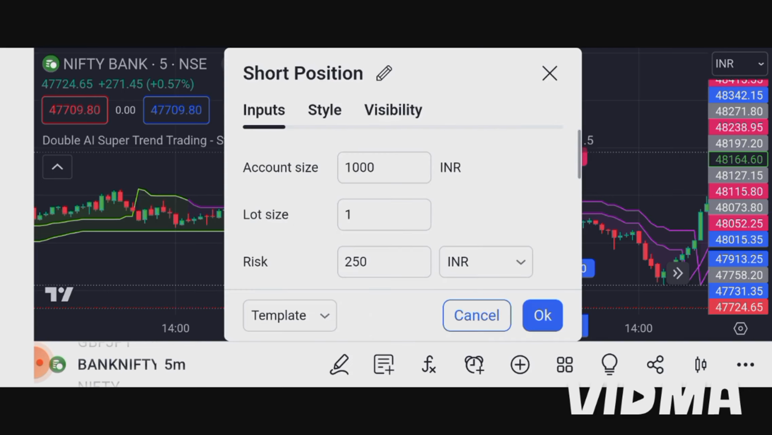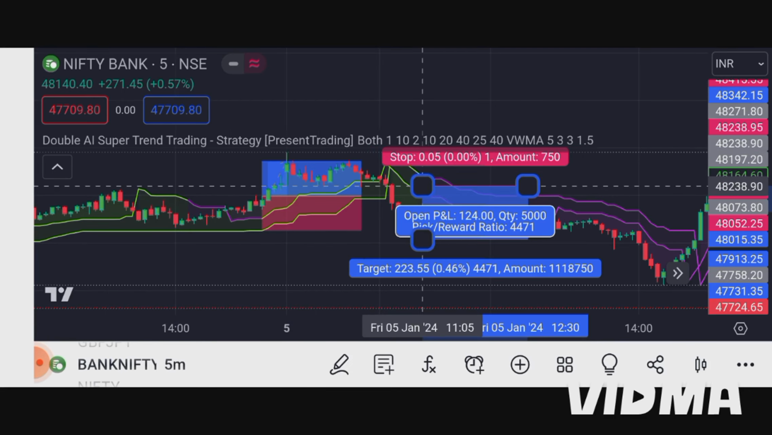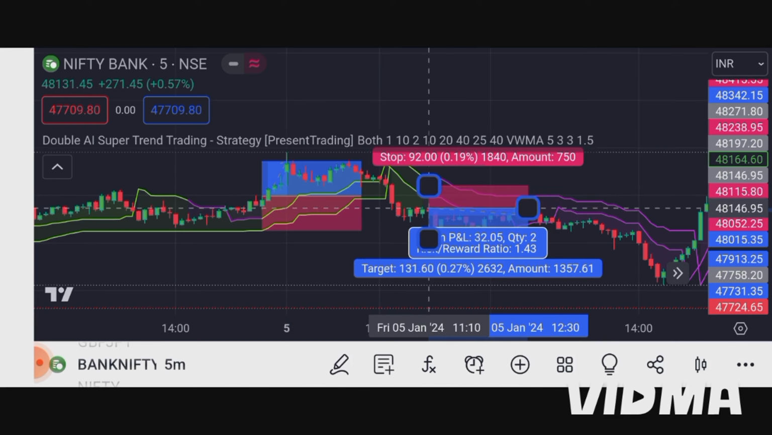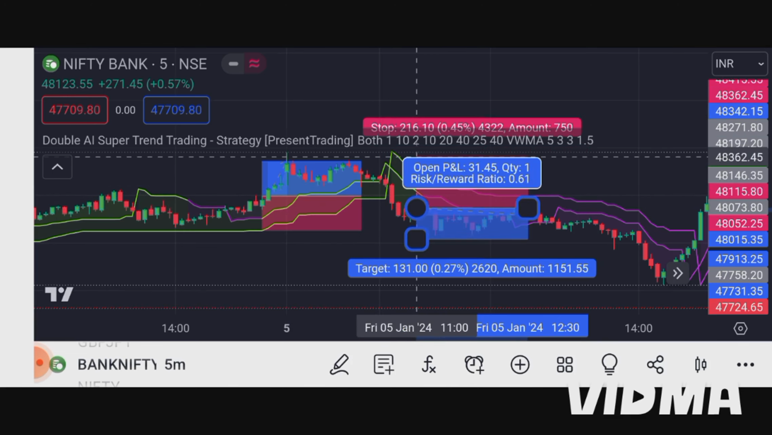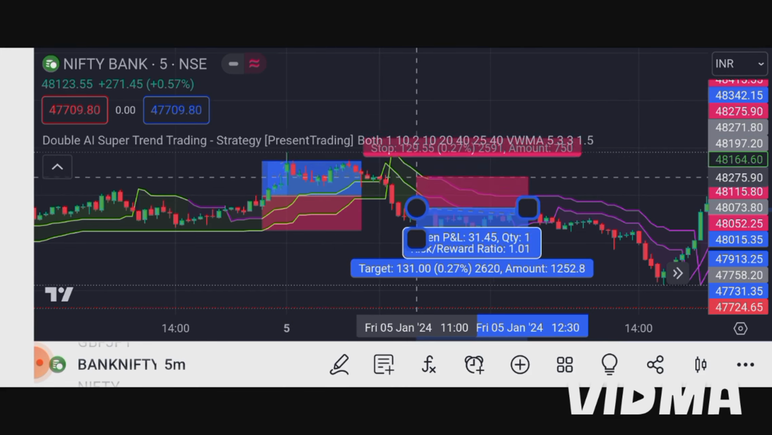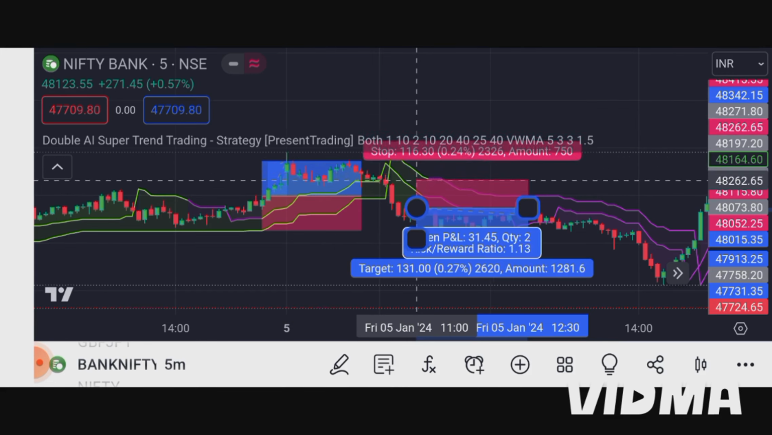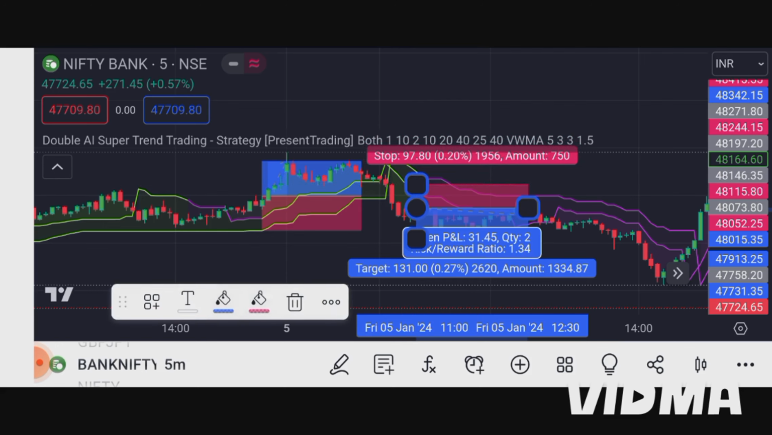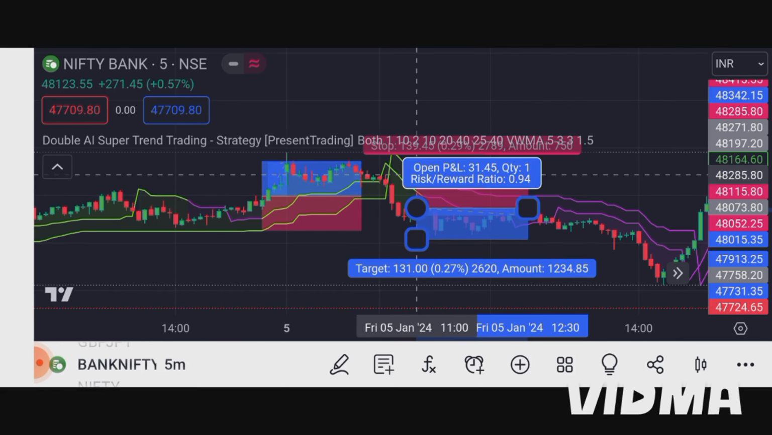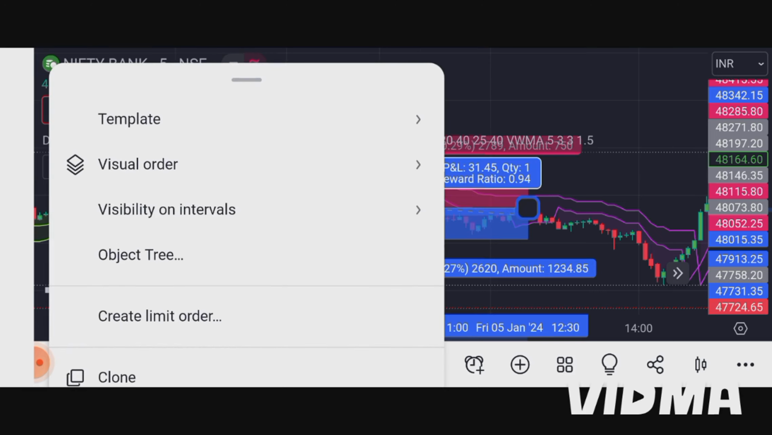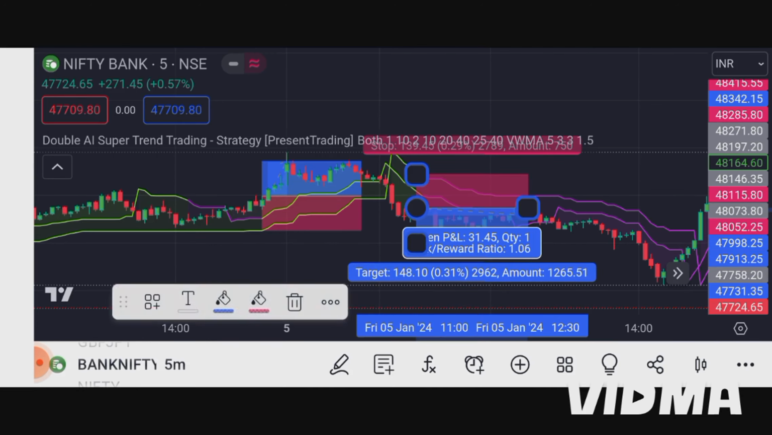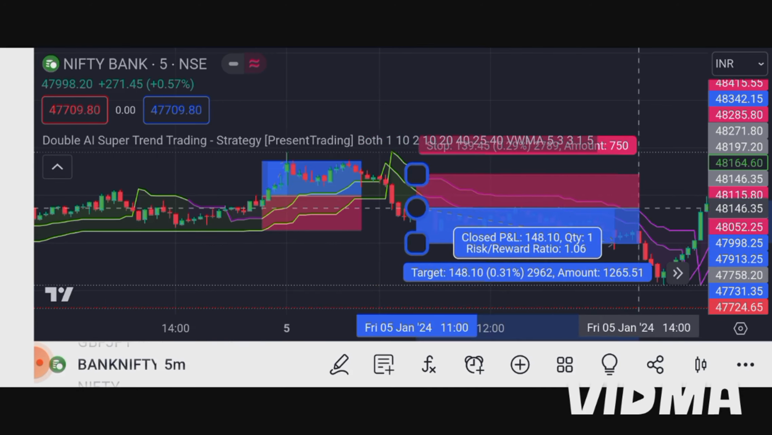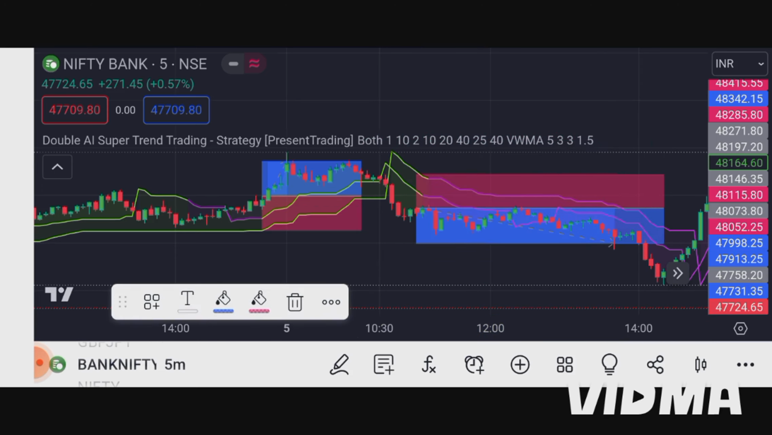And we switch, we change our stop loss and target. It's above the super trend, and our target is minimum 1 to 1. So our target is 1 to 1. Now this trade is also successful.